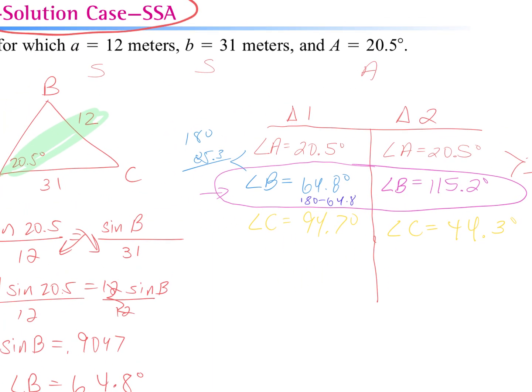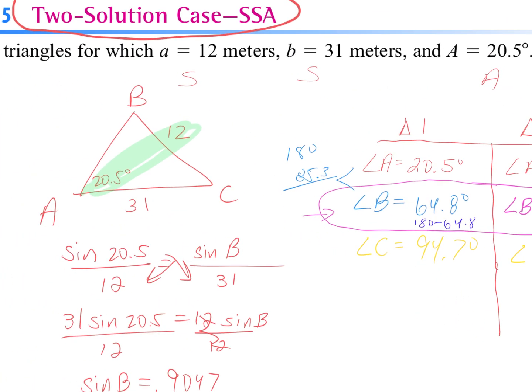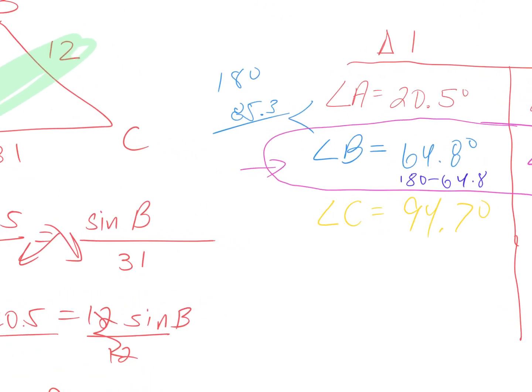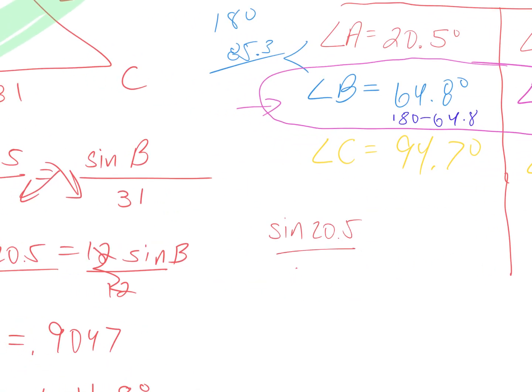So I'm missing a side length. I know A and I know B. Which side length am I missing? C. So I'm going to find C in both triangles. I'm going to use the given that they gave me. They told me sine of 20.5 over 12, right? So I'm going to use the information from triangle 1.